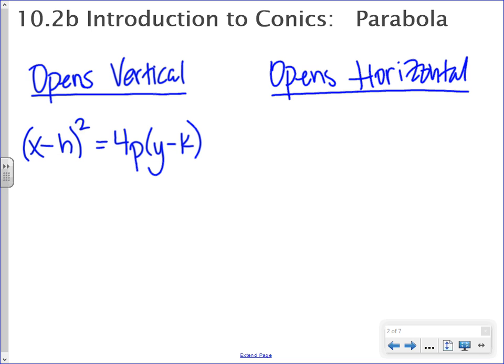If a parabola is going to open left or right, what changes? Okay, so I just put a square right here? So those two switch places. Okay? Y minus k gets the square, and then x minus h gets multiplied to 4p. Okay?